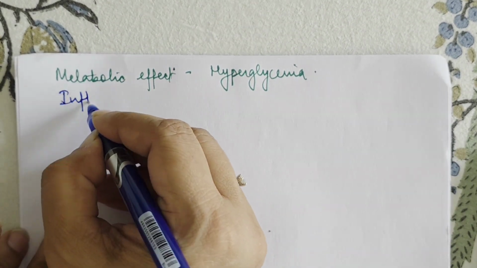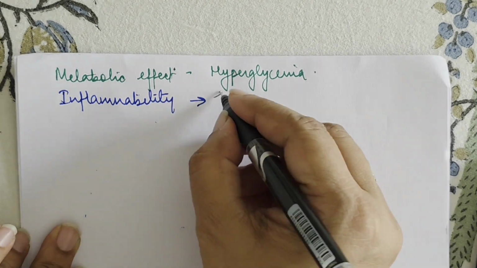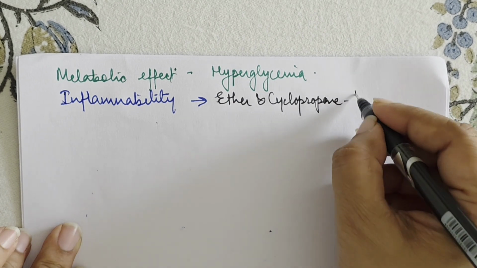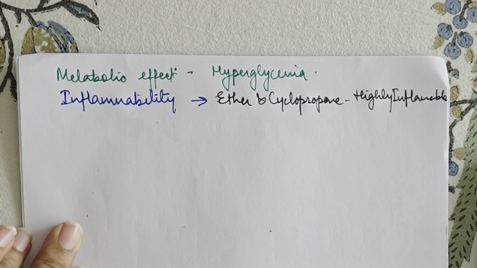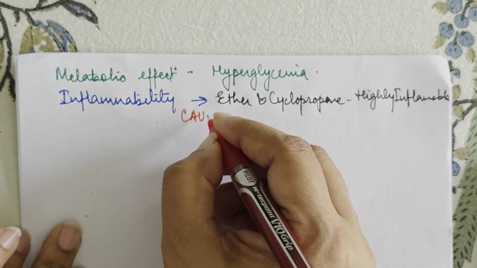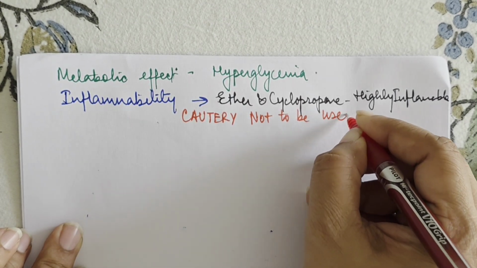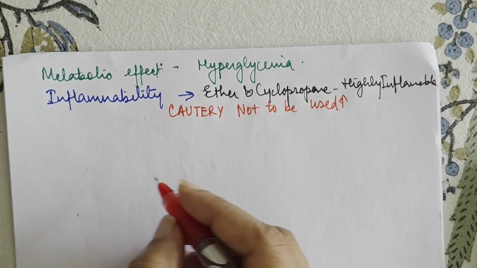Then inflammability. It is seen that ether and cyclopropane are highly inflammable, right? That means they can cause fire. So it is very important that cautery is not to be used with these agents. In ether and cyclopropane, cautery should not be used if you are using them, because it will cause fire.